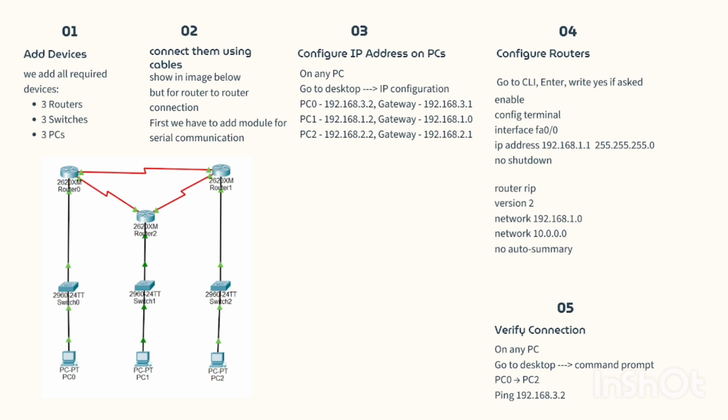Once all these are done, then we can use the show ip interface brief command to check if our RIP protocol is configured successfully. If it is configured successfully, then we can go on a PC and run the ping command to check if our data is being transferred or not.